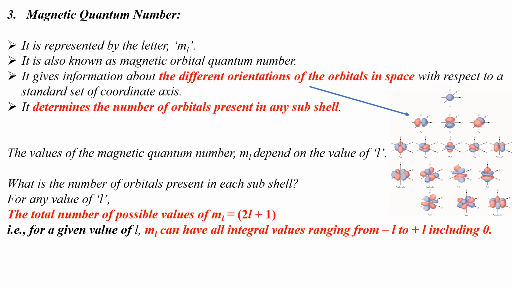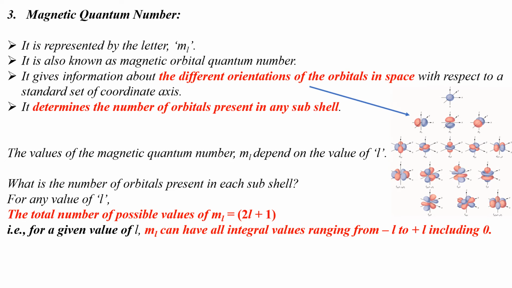It gives information about the different orientations of the orbitals in space with respect to a standard set of coordinate axes. Look at the picture. The magnetic quantum number tells you about the possible orientations of the orbitals in space with respect to x, y and z axis. And it determines the number of orbitals present in any subshell. This is very important.